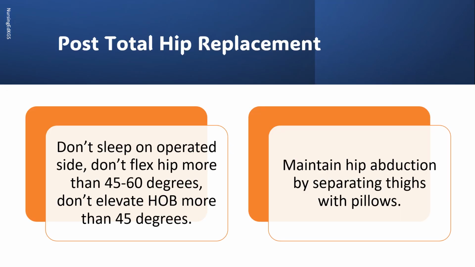Post-op total hip replacement teaching will encourage a patient not to sleep on the operated side. Do not flex your hip more than 45 to 60 degrees and do not elevate the head of the bed more than 45 degrees. You'll also encourage that they maintain hip abduction by separating their thighs with pillows.